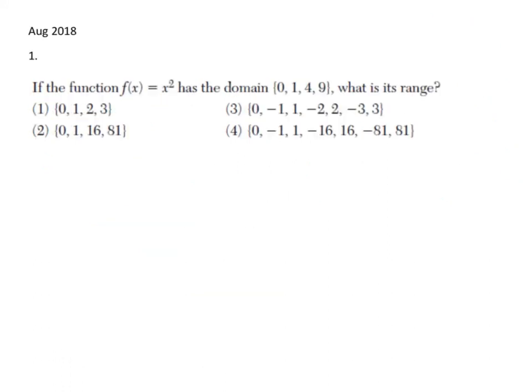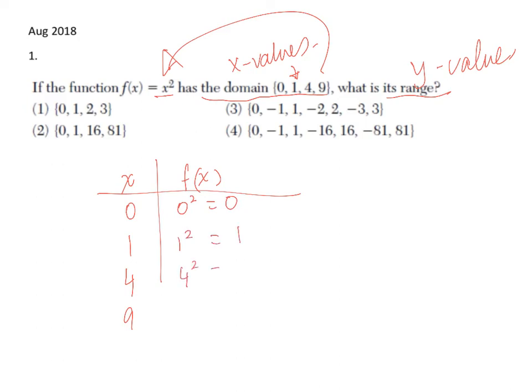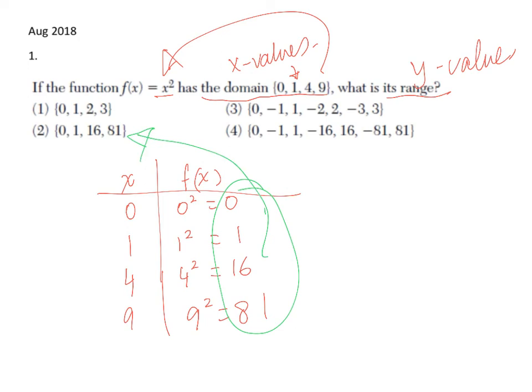If the function f(x) is equal to x squared and the domain, which is the x values, is 0, 1, 4, 9, what is its range? These are the y values. So I would just plug all these in here, put in x. So make a table 0, 1, 4, 9, and find f(x). So what's 0 squared? 0. 1 squared is 1. 4 squared is 16. 9 squared is 81. Look for these values. Where do you find it? Answer choice 2.